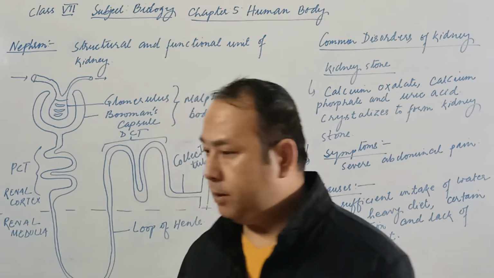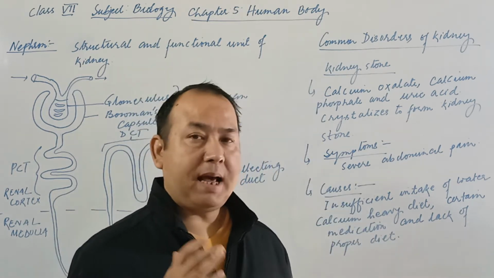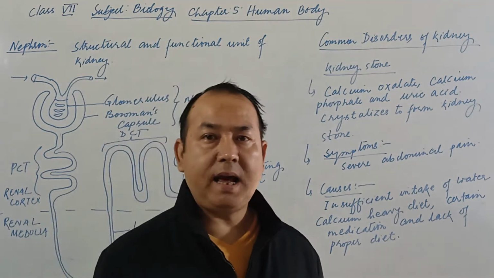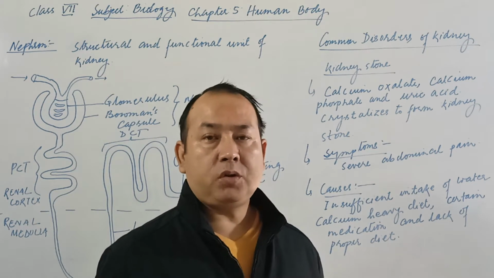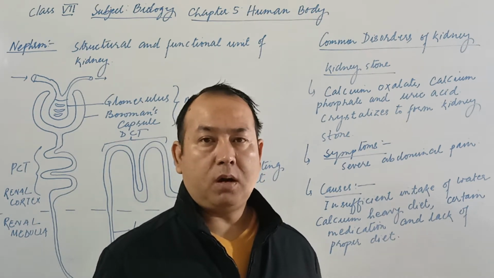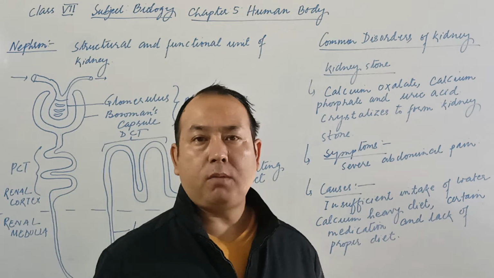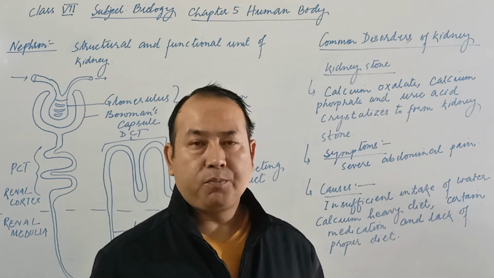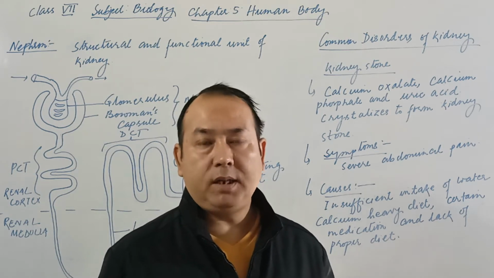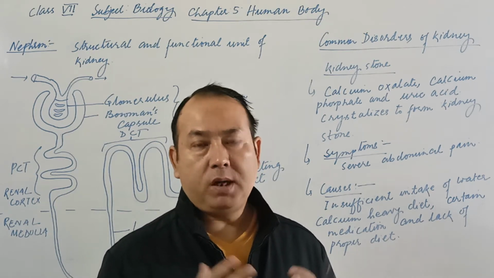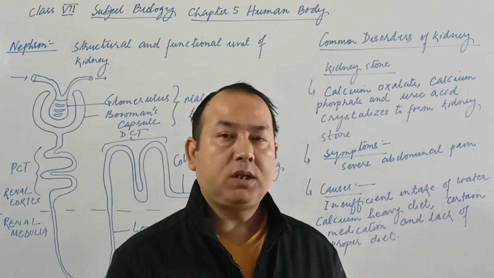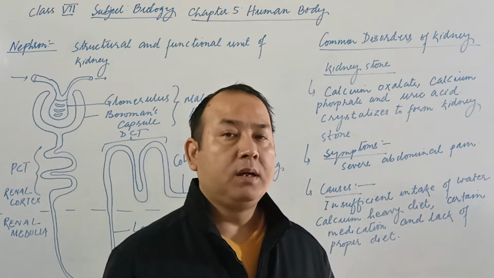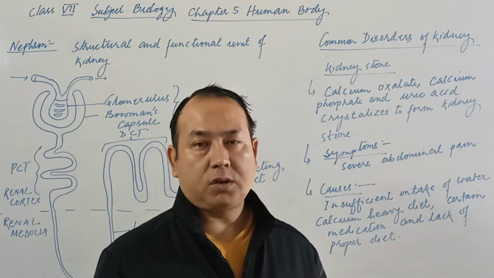Then again, when I say nephron is a structural and functional unit of kidney, what exactly I mean is, this is the structure which forms the whole, gives the whole shape to the kidney, gives the definite shape to the kidney. So that is why it is called as the structural unit. It is the smallest part which forms the whole structure or whole shape. That is why it is often referred to as structural unit.